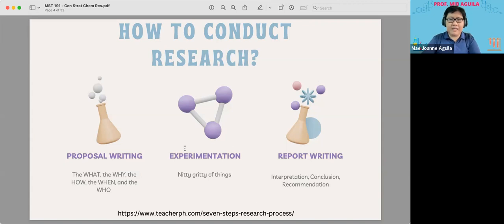And then the experimentation part, which is essentially the bulk of things. This is gathering data, gathering results. Okay? And then report writing, which includes interpretation of the data, and then putting forth conclusions. And then sometimes we also include recommendations, future directions of the research.